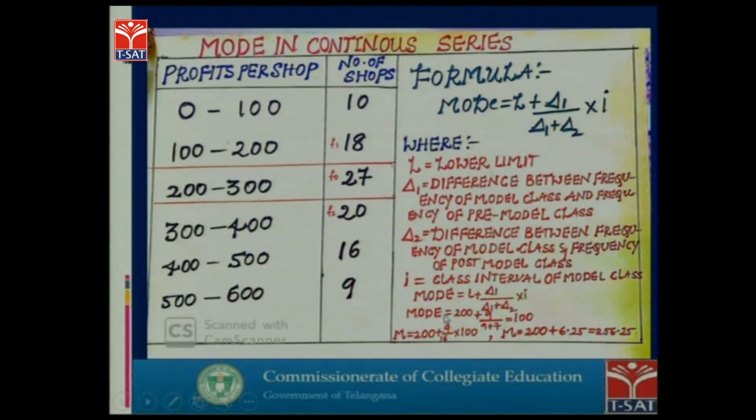Mode is equal to 200. This is the mode value. How will we come to know the mode value? First, we have to check in this frequency which is the highest value. 27 is the highest value. This will become the modal class.